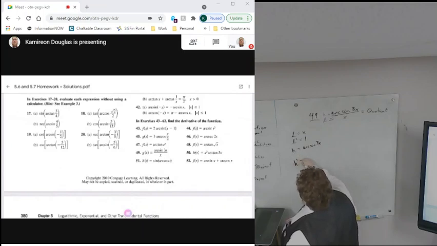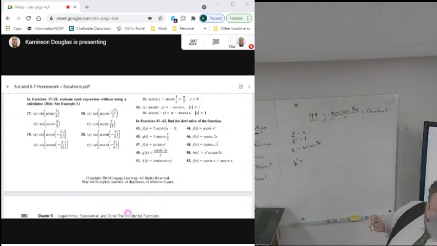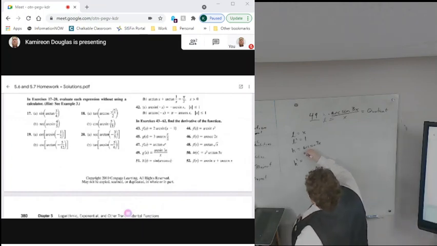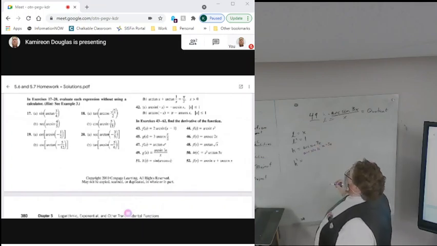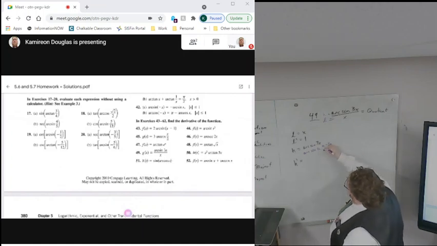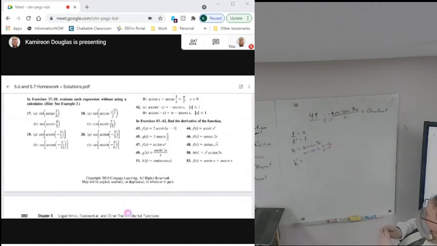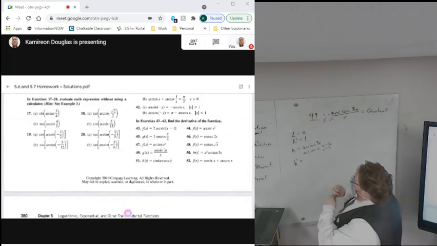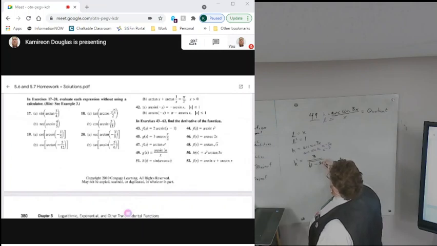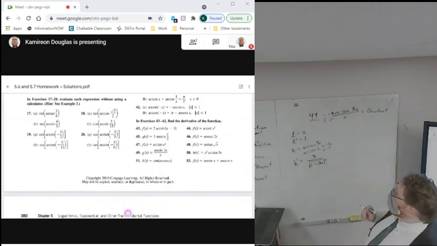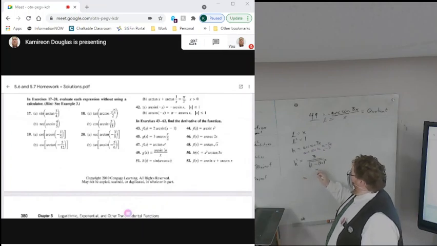To do my high prime, I don't want to do arc sine of 3x. I want to do arc sine of u. Because remember, my rule is assuming there's a u inside. So I'm going to rewrite this as arc sine of u, where my u is 3x. That makes my u prime 3. And I plug into my arc sine formula. My arc sine formula is u prime, so 3 over the square root of 1 minus u squared, so that'd be 3x squared. Or, alternatively, 3 over the square root of 1 minus 9x squared.